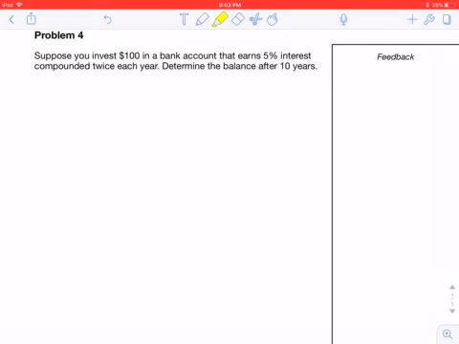Okay, so problem number 4 is about investing, and it's saying suppose you invest $100 in a bank account that earns 5% interest, where it compounds twice each year. So let's talk about what everything would mean in this case.